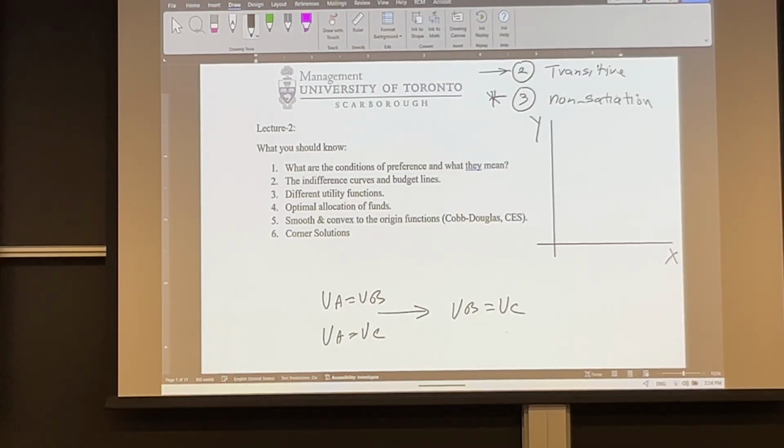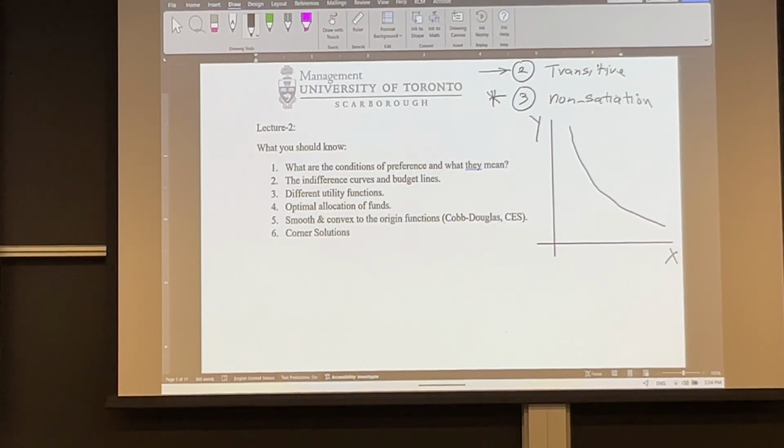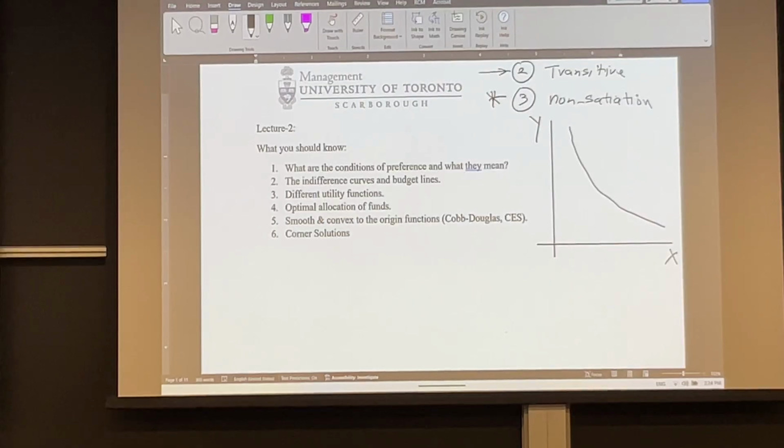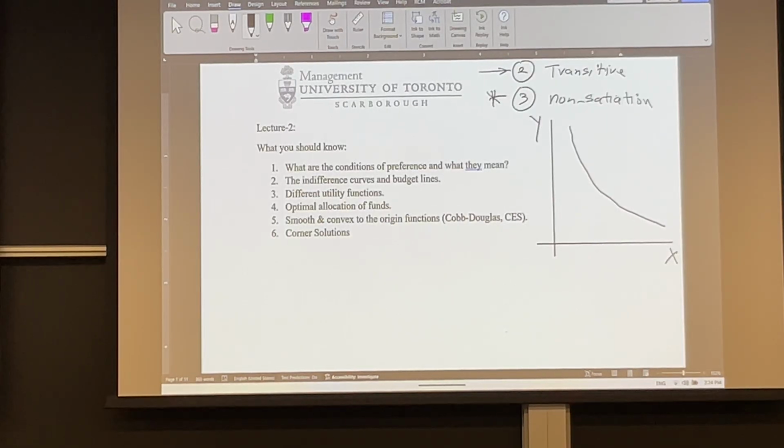A typical indifference map looks like the one I have, which is convex, smooth to the origin. It looks like this one. Why? It should be downward sloping if you're working with goods. More of one compensates for less of the other one. You throw a good, right? It should be downward sloping. It does not have to be convex, but most often it is convex because of one economic law, which is applicable almost always, but not always.